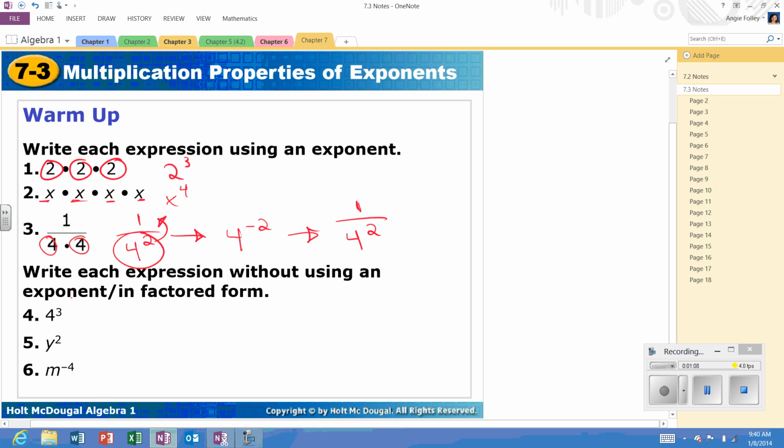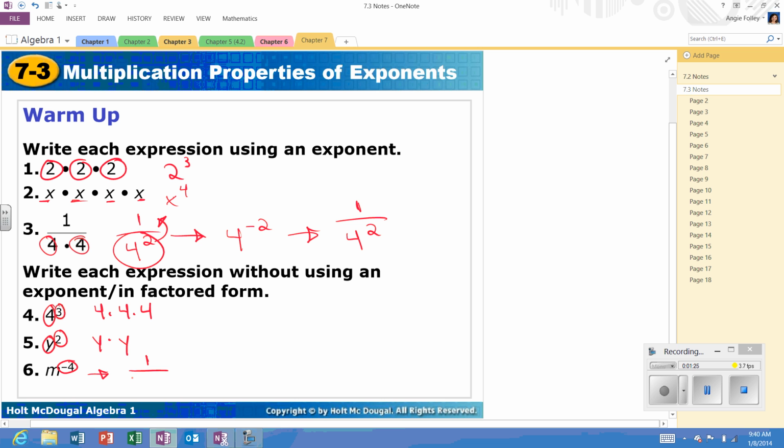Okay, so now we're going to write each expression using the expanded form, so the factored form without exponents. So our base is 4, and it's being multiplied by itself 3 times. So 4 times 4 times 4. In the next one, y is our base, and it's being multiplied by itself 2 times. So y times y.